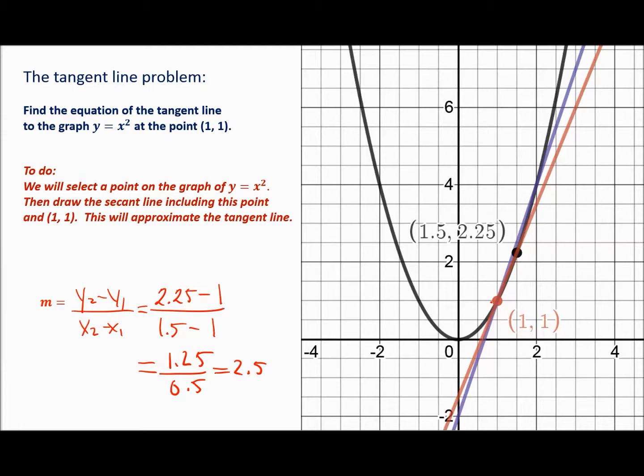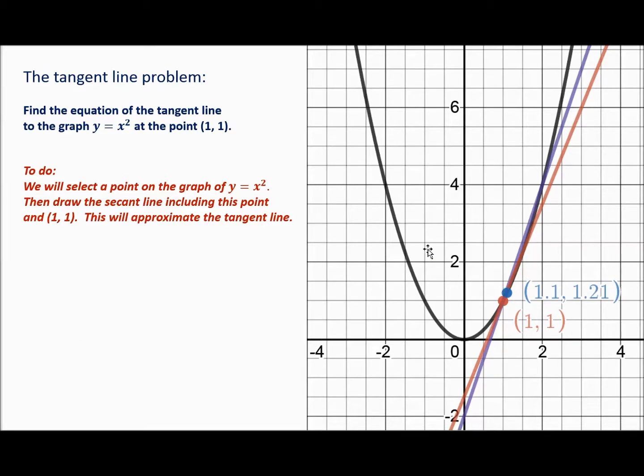So what I'm going to do is, first I picked 2 for my x, and I picked 1.5 for my x. What would you try to pick now for x to get a little closer? How about 1.1? I know that's what you're thinking, right? So we're going to plug in 1.1 for my x. How do I get the y? I take that 1.1 and plug it into the function and square it, and that gives me 1.21. What am I going to do next? I'm going to graph that line.